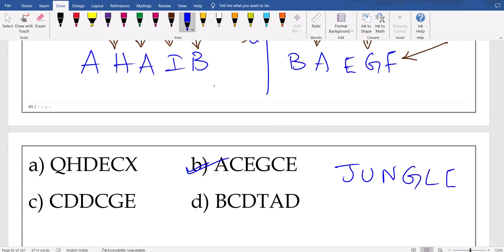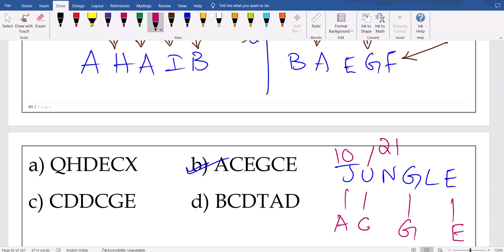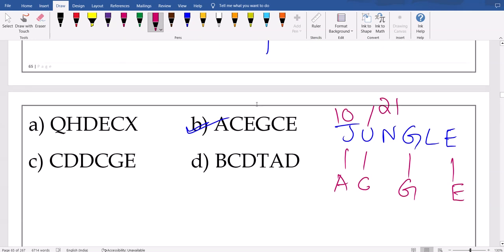Jungle. J is a two-digit number. G as it is will occur. E as it is will come. That's not a worry. J is 10, we'll get A from 1 plus 0. U is 21, 2 plus 1 is 3. We have to get C. N is 14, we get 5, E. L is 12, we'll get C.